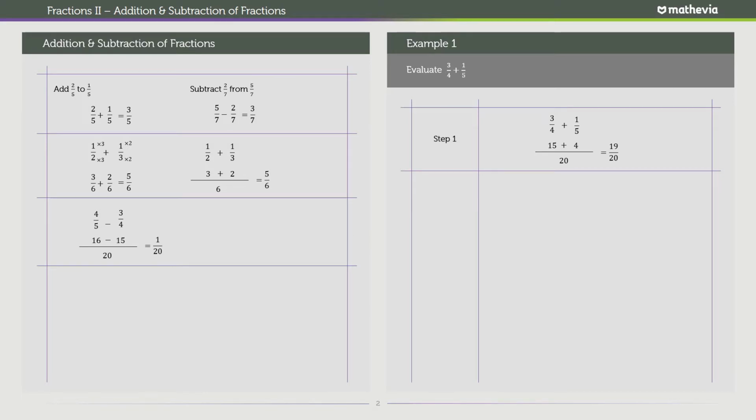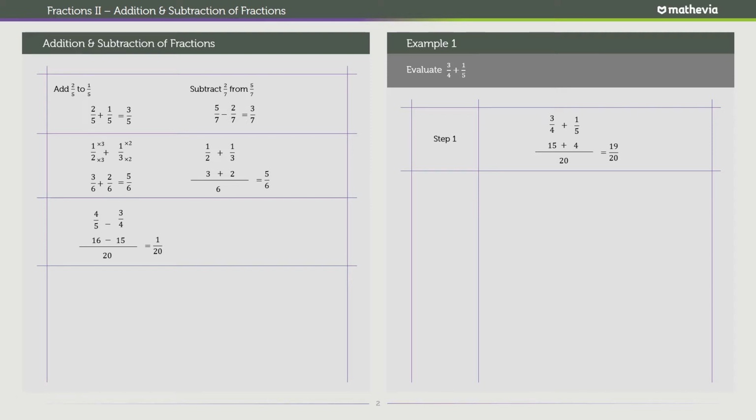Very simple. Okay, so adding and subtracting fractions is very easy. All you need to do is find the common denominator, just like we did in our equivalent fractions lesson. So find the common denominator and then just bring down whatever sign you have there. In this case we had plus, so we just bring down plus and we say 15 plus 4 gives you 19 over 20. So 3 over 4 plus 1 over 5 equals 19 over 20.